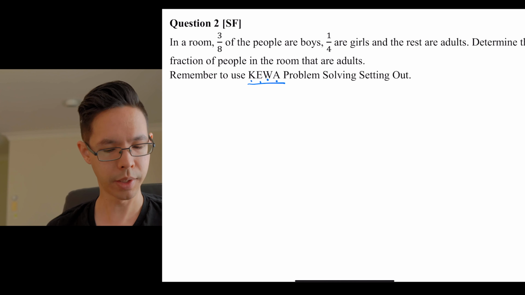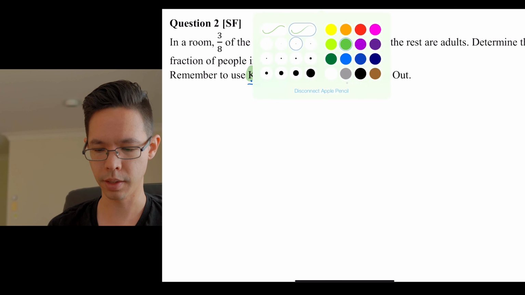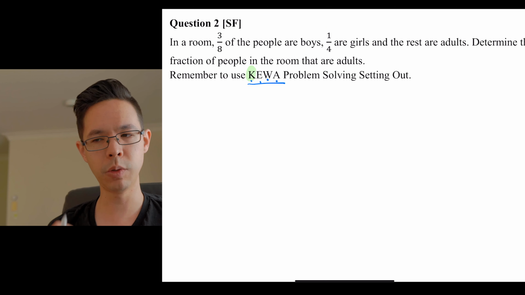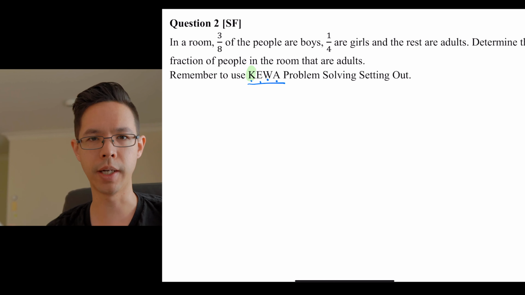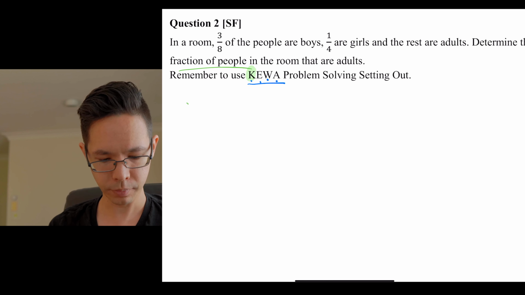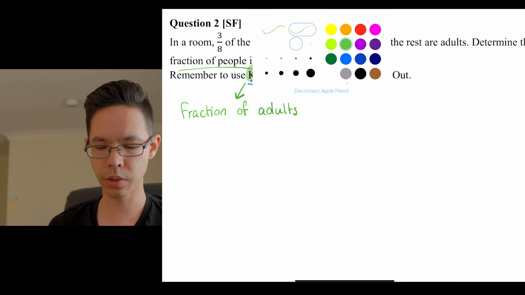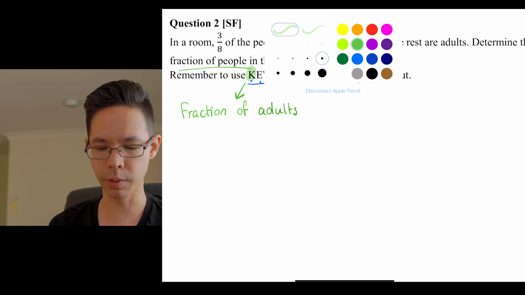So keywords, the K step. I will color them out, so let's do green. The keywords are the key thing you're trying to find. So what are you trying to find? You're trying to find the fraction of people in the room that are adults. So let's say fraction of adults. That's the K step.